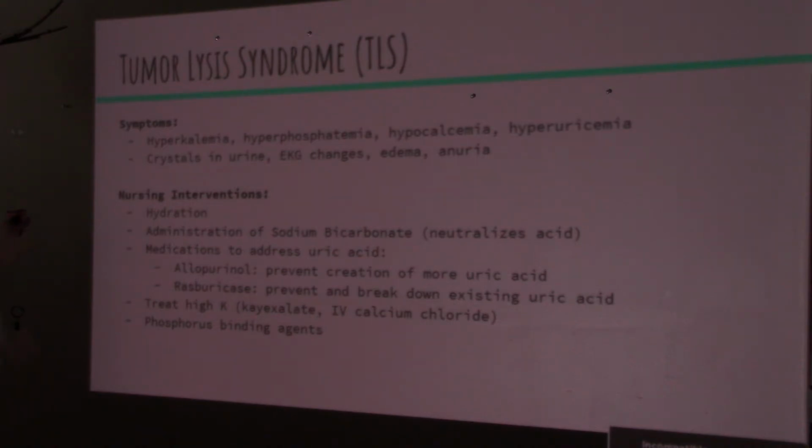So some meds you might see given to help address the uric acid are allopurinol and rasburicase. The rasburicase is not only going to prevent uric acid from building up, it's also going to break down existing uric acid. So that would be the difference between the two. And it's a great point to keep in mind in terms of advocating for your patients, because oftentimes we'll be able to see the pre-chemo labs, so it's a good thing for us to recommend. And then you'll be treating the high potassium and phosphorus.